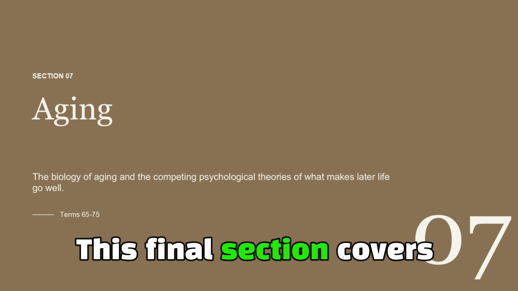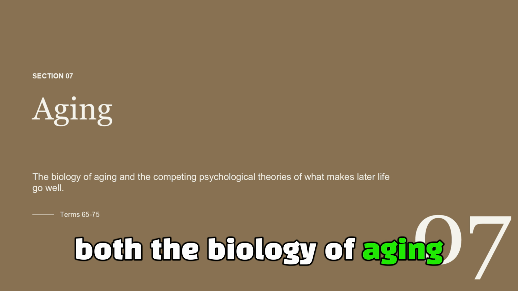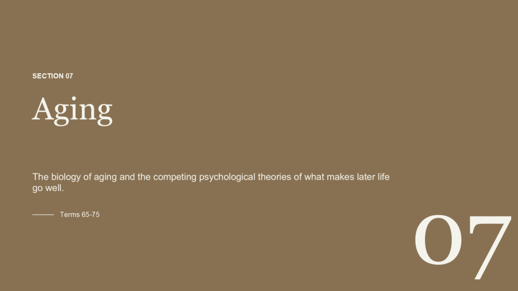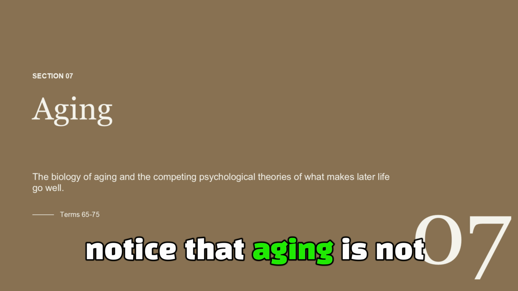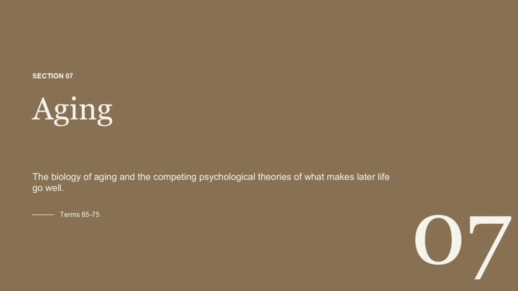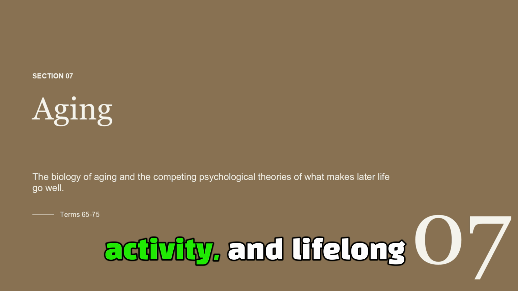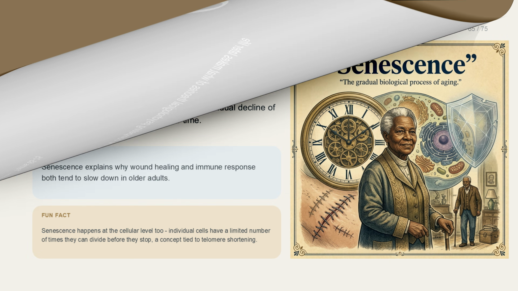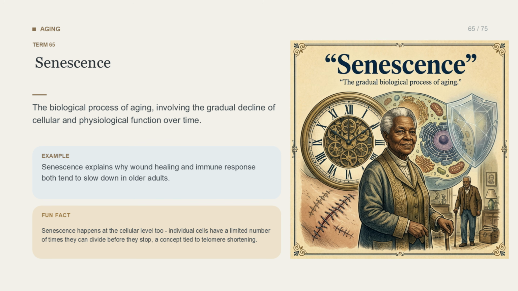This final section covers both the biology of aging and several competing ideas about what helps people age well. As we go, notice that aging is not presented as one simple path of decline. Context, health, relationships, activity, and lifelong experience all matter. 65. Senescence. Senescence is the biological process of aging, involving the gradual decline of cellular and physiological functions over time.